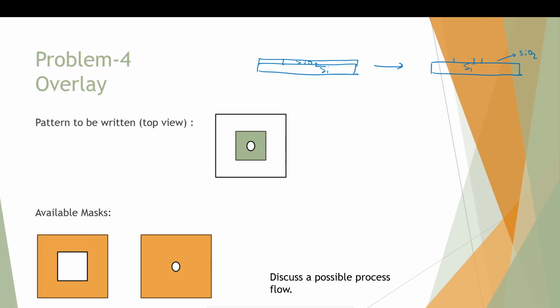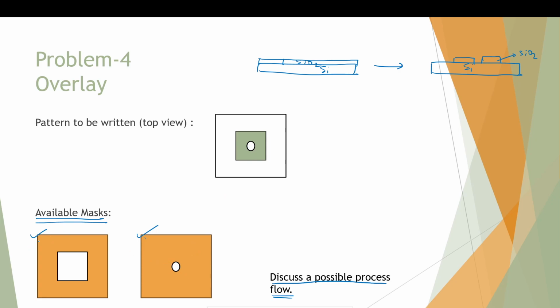How do you think we can do this? We have two masks for doing it. We don't have a single mask with the exact design. Instead, we have two masks. Mask 1 is like this and mask 2 is like this. Now we have to devise a possible process flow for getting this type of design on my wafer. A square, and within the square I need a circle.